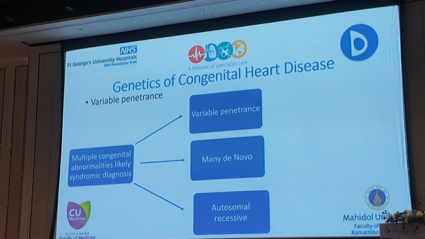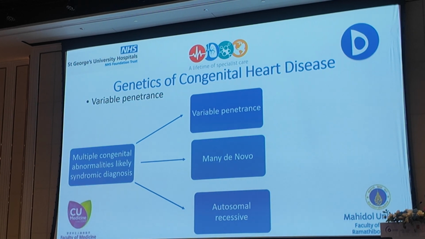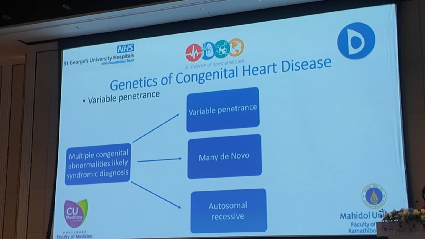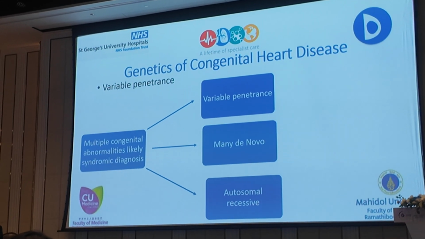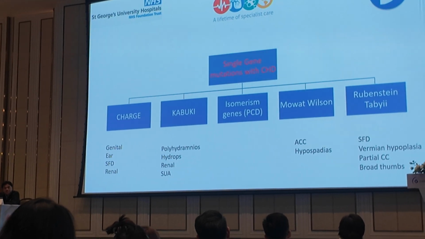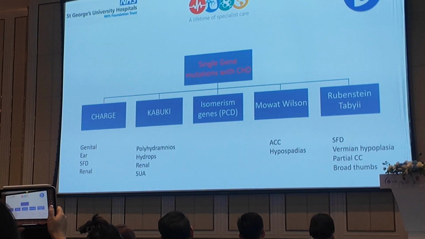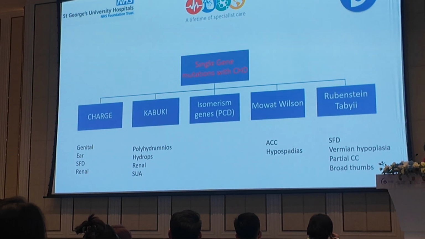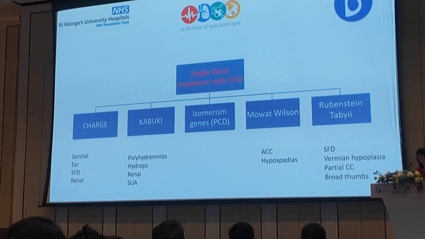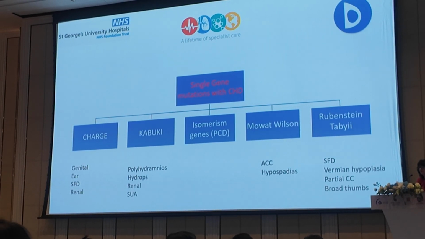So, if it's got multiple congenital abnormalities, we know that it's highly likely that there is a syndromic diagnosis. Many are de novo, and there are some autosomal recessive disorders. So what are the most common ones we see? Well, I know there is the CHD syndrome, CHD7, Kabuki syndrome with KMT2D, KDM6A, isomerism, I mentioned PCD, Williams syndrome, and Rubinstein-Taybi.